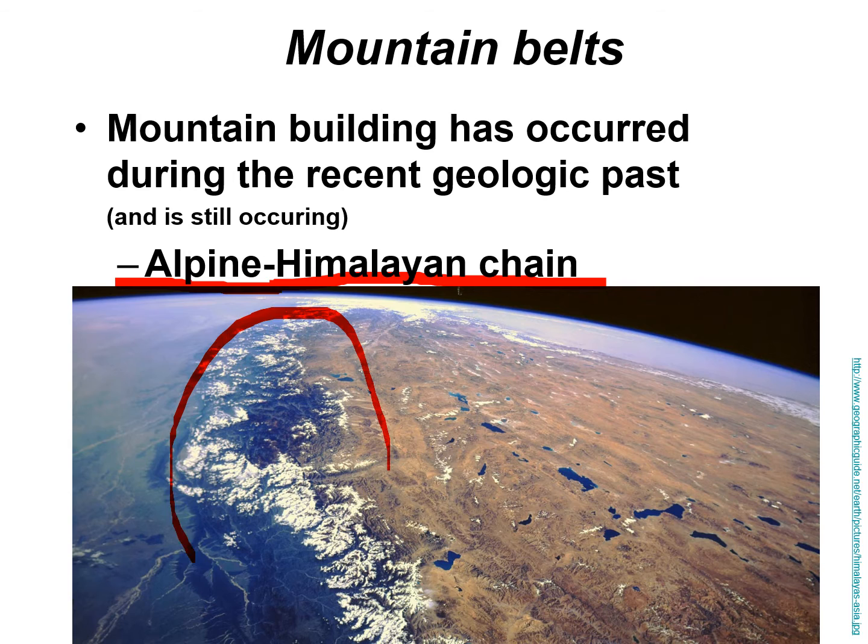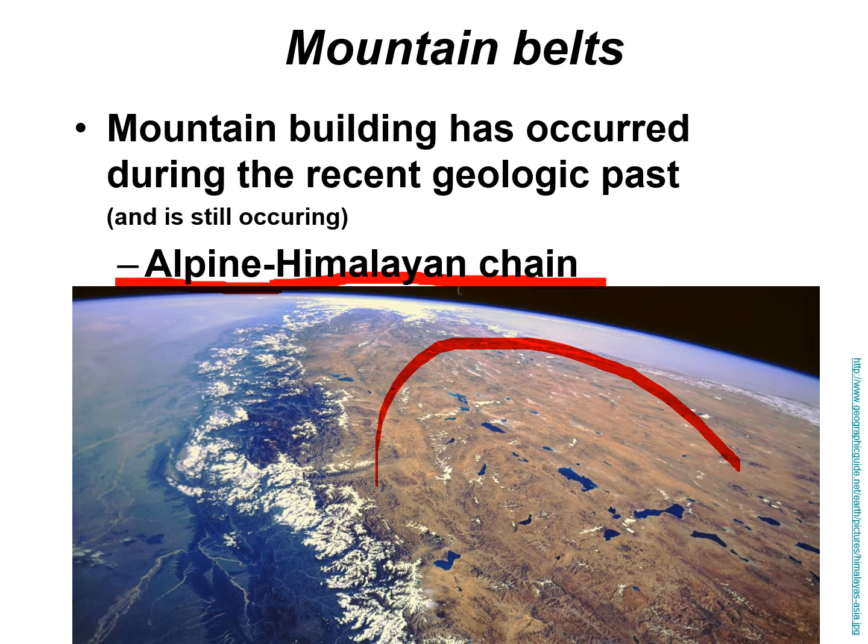But here, this satellite photo, that should be the Himalayas there. We have the Ganges Plain there. And then on the right, we have the Tibetan Plateau.